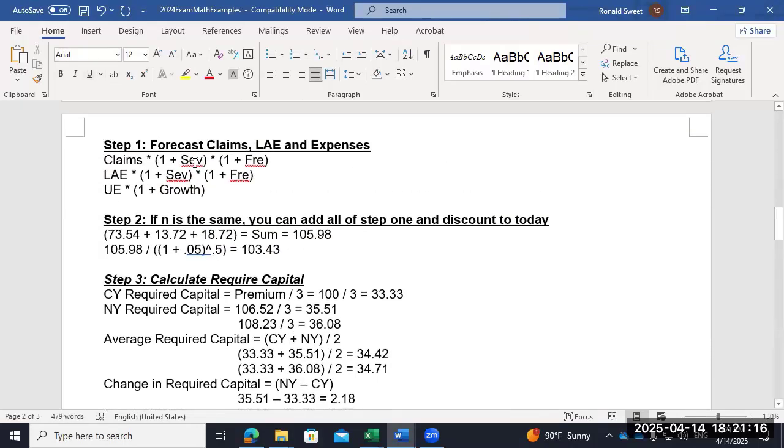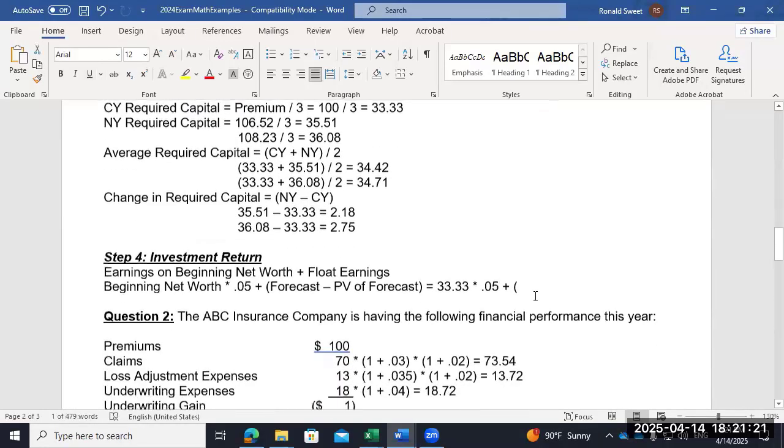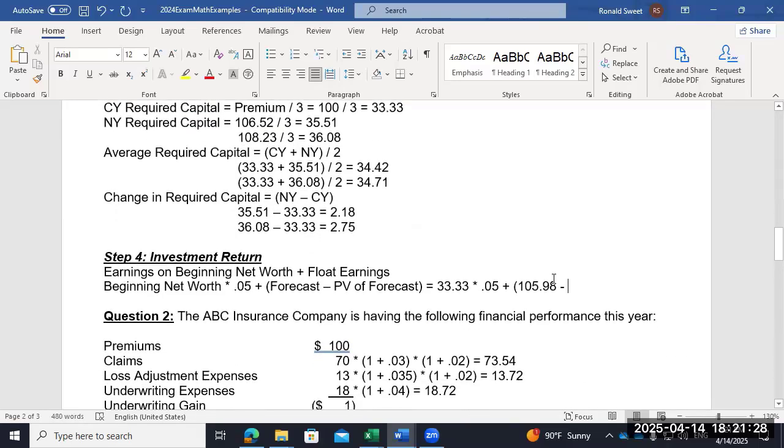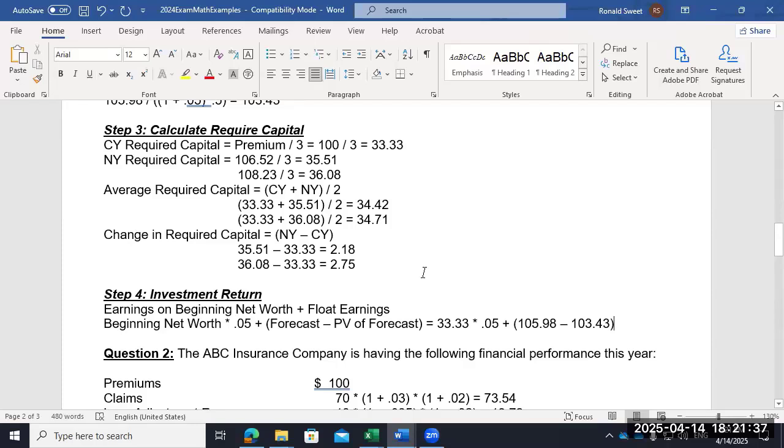So our forecast was 105.98. And the present value of our forecast is 103.43. Right, so work through those, make sure you know where you're getting all the numbers from. Investment return is pretty important one because you're going to be essentially kind of stopped from getting anywhere if you can't remember the investment return.